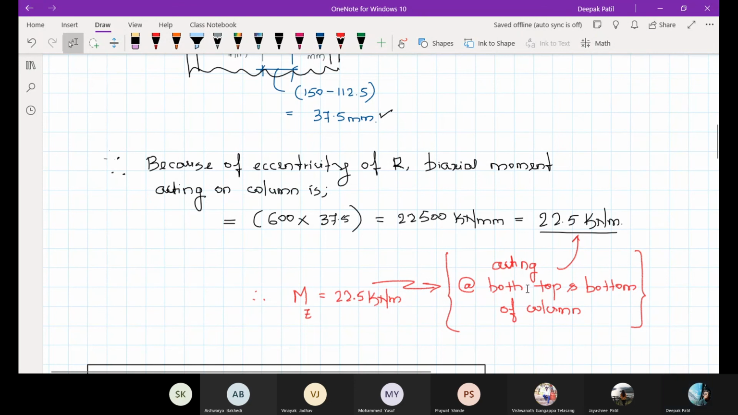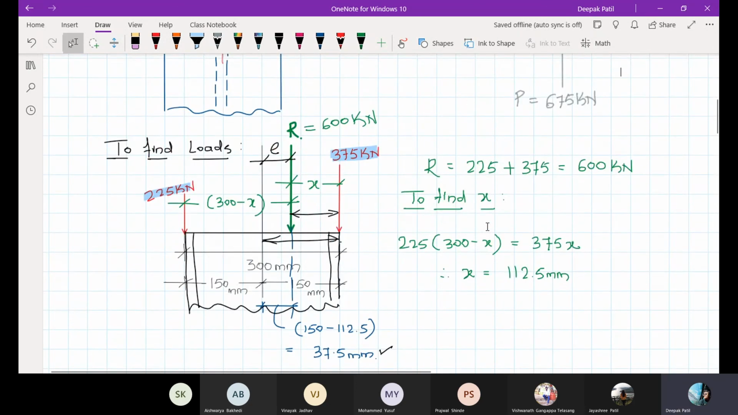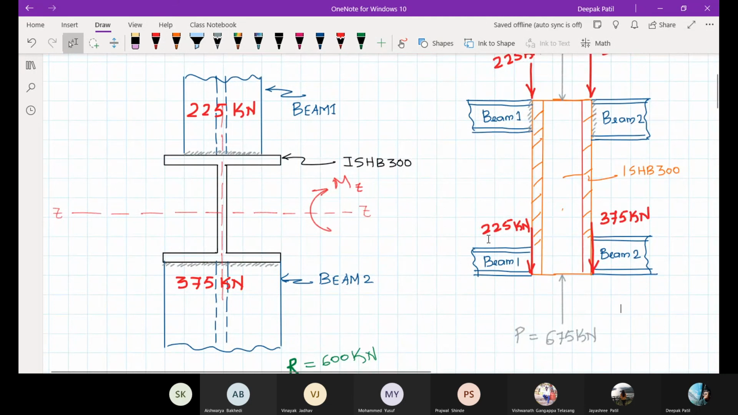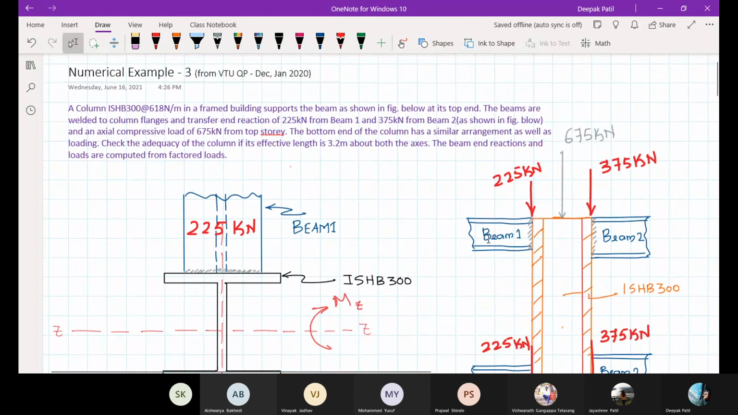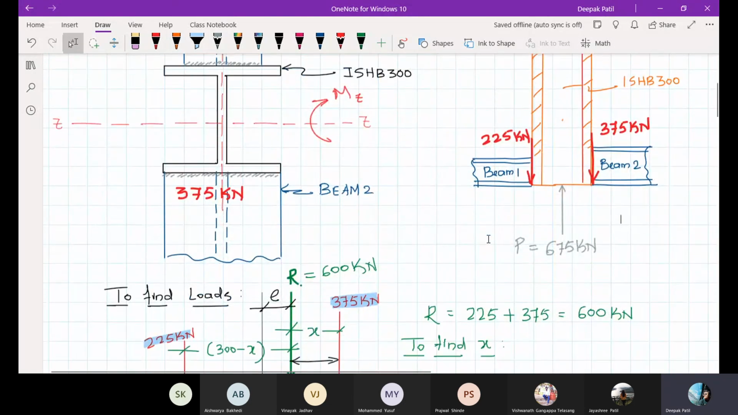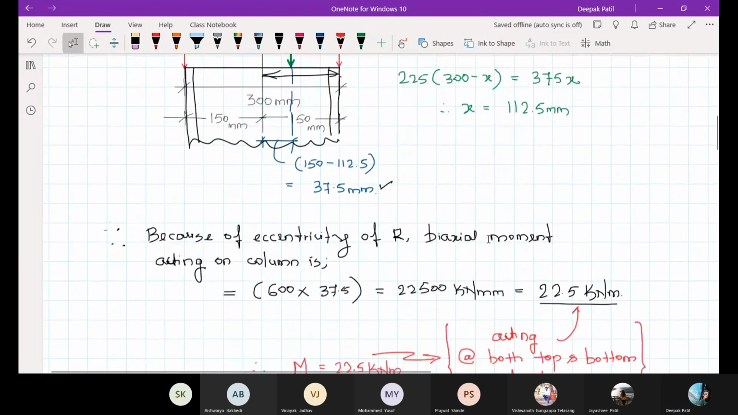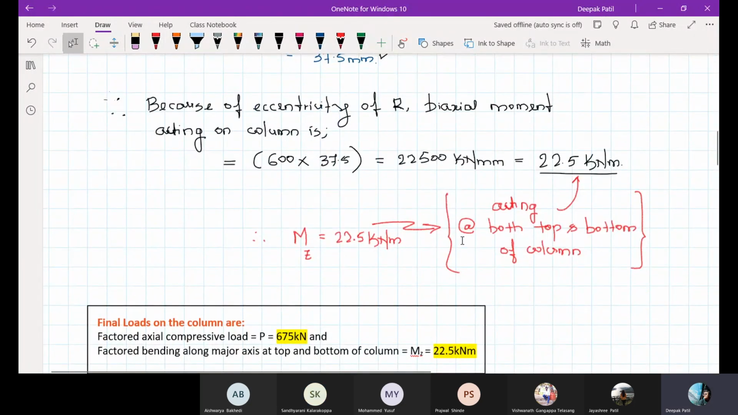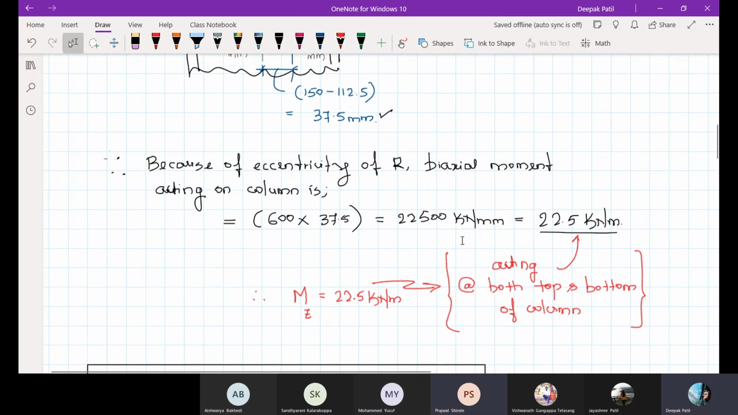Are you clear now? Any doubts in calculation of Mz? Any doubts you have, students? Yes or no? At least tell me that. Has everyone understood how to calculate Mz? Yes, sir. Okay, right. So this is how you can check how to calculate the loading.